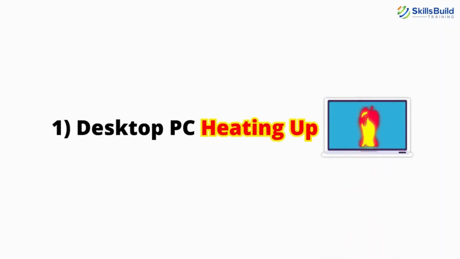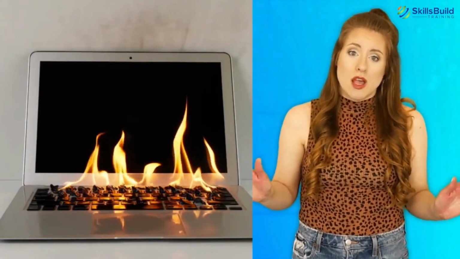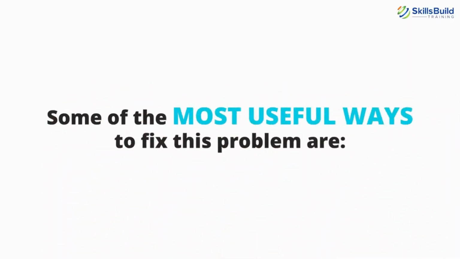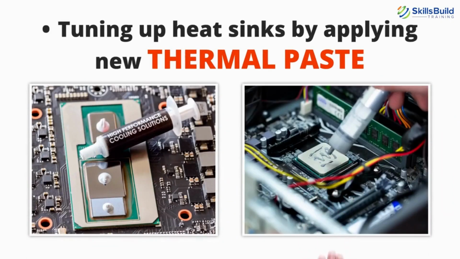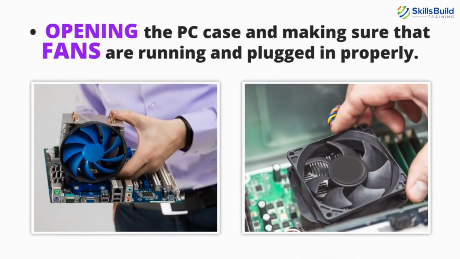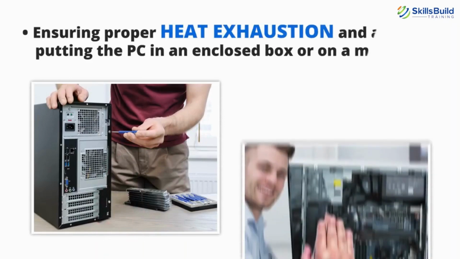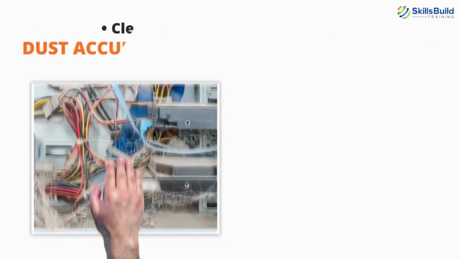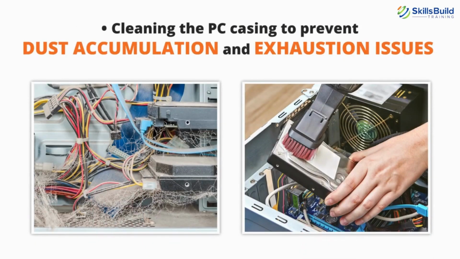Number 1. Desktop PC heating up. One of the most common desktop PC troubleshooting problems is a computer heating up beyond acceptable levels. This problem could have several causes and solutions. Some of the most useful ways to fix this problem are tuning up heat sinks and applying new thermal paste, opening the PC case and making sure that fans are running and plugged in properly, ensuring proper heat exhaustion and avoiding putting the PC in an enclosed box or on a mattress, and cleaning the PC casing to prevent dust accumulation and exhaustion issues.